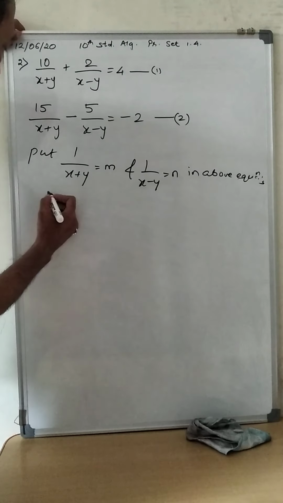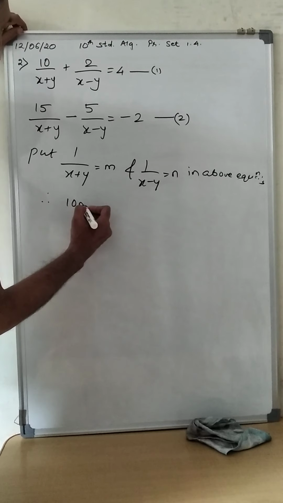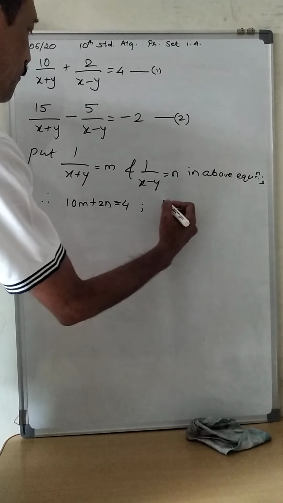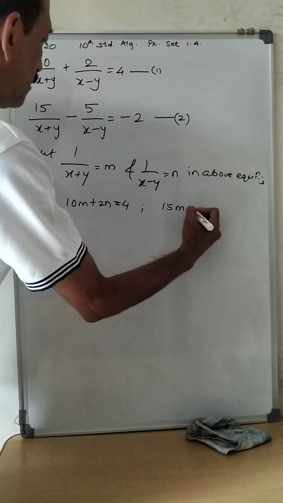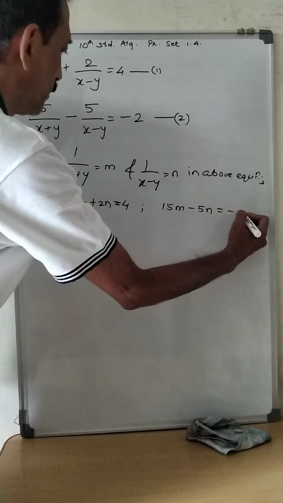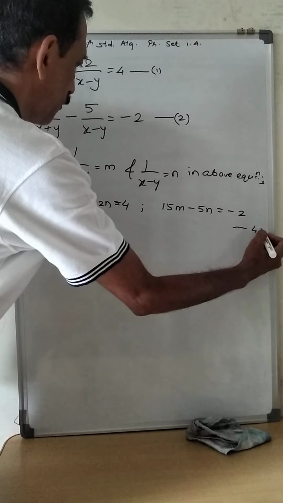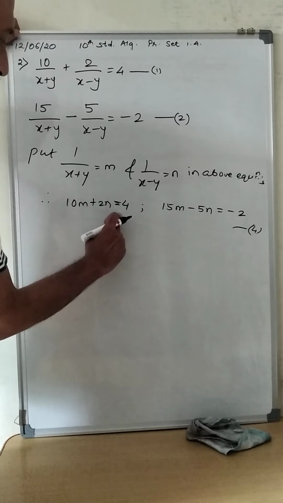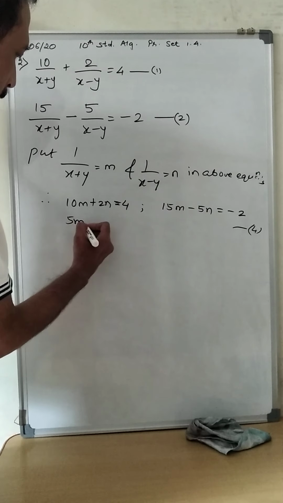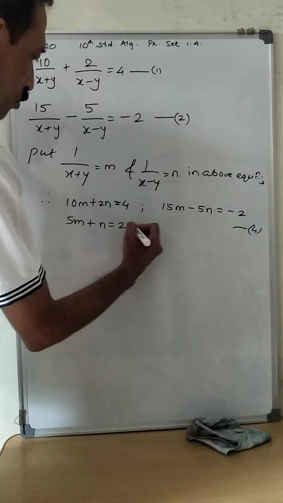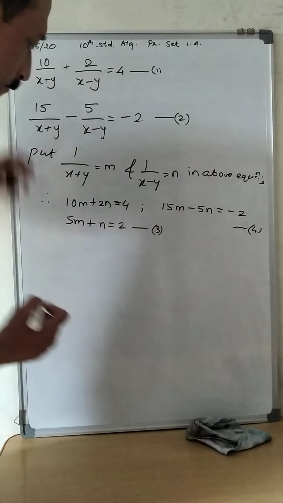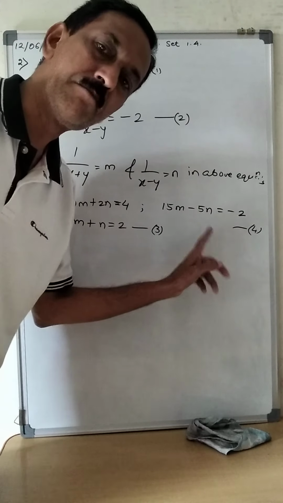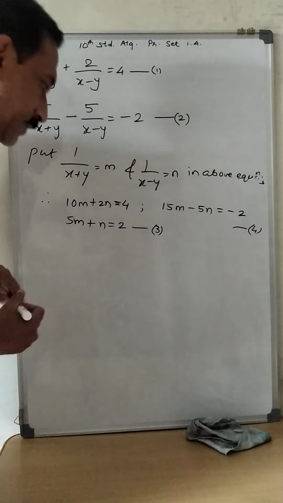Okay, so if we put these in the above equations, we get 10m plus 2n is equal to 4 and 15m minus 5n is equal to minus 2. This is equation 4. Here in 10m plus 2n, we can divide by 2. So we get 5m plus n is equal to 2. This is equation 3. So we got two linear equations, 5m plus n is equal to 2 and 15m minus 5n is equal to minus 2.